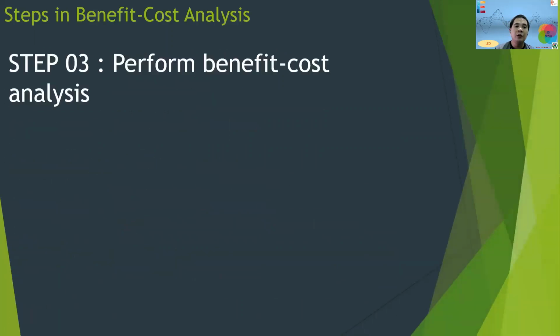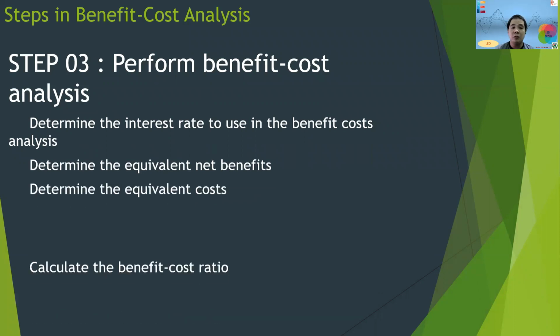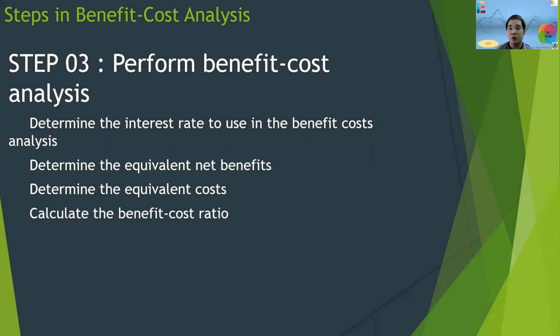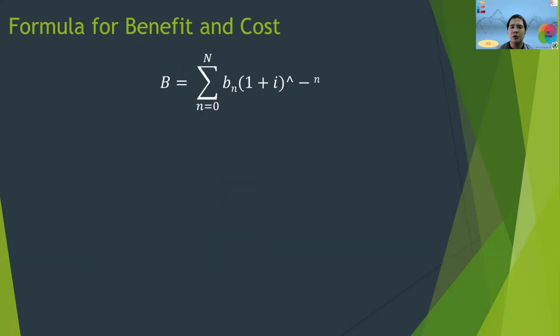Okay. Therefore, we'll go to step 3. Step 3 is performing the benefit cost analysis. Determine the interest rate to be used in the benefit cost analysis. Number 2, determine the equivalent net benefits. Determine the equivalent cost. Calculate the benefit cost ratio. So for the calculation of the benefit cost ratio, we come up with the formula. That is, B is equal to the summation of Bn times (1 plus i) to the exponent of negative n.